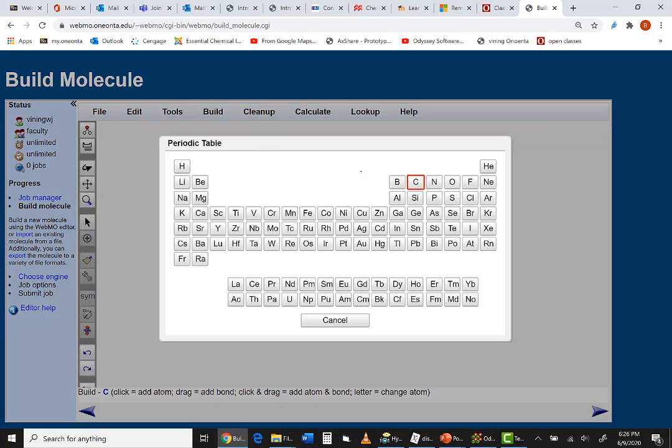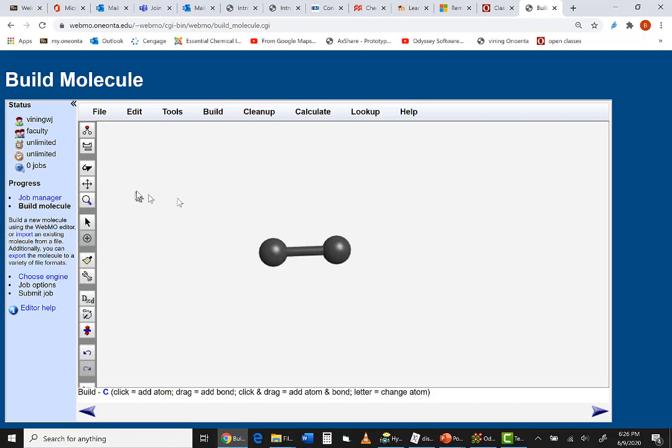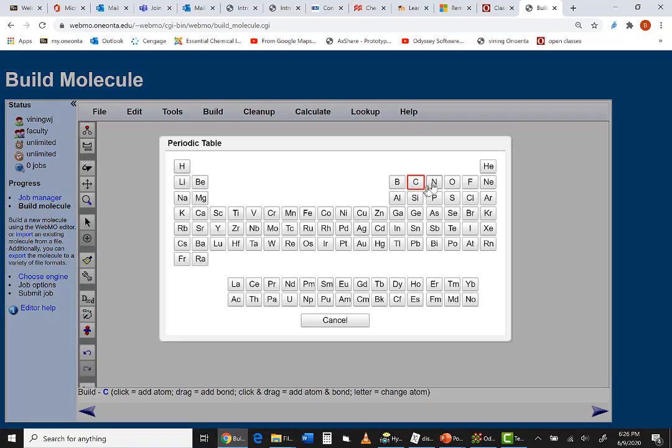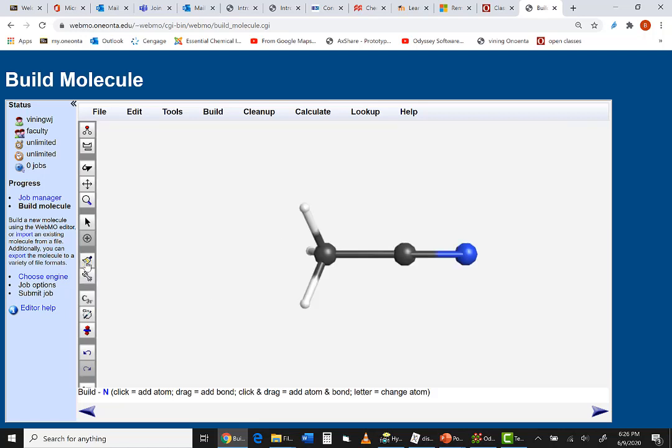First of all, we choose carbon, click here to put a carbon atom, and put a second carbon atom. Then we need to put a nitrogen atom, so I'm going to choose nitrogen. I'll drag a nitrogen out, and drag back and forth two more times to make that a triple bond. This should be a CH3 over here, and WebMO has a cleanup system where it will put the right number of hydrogens on.